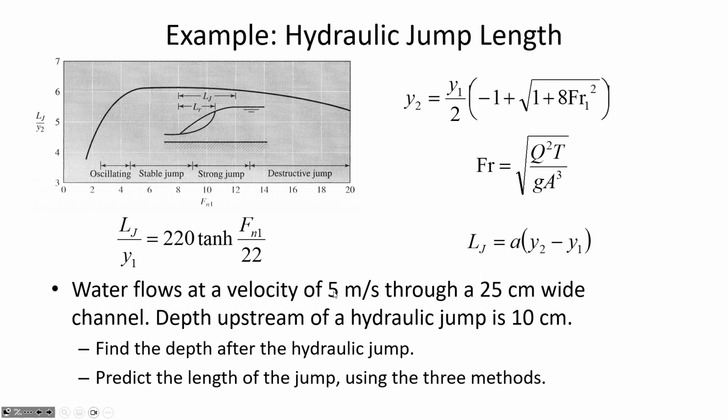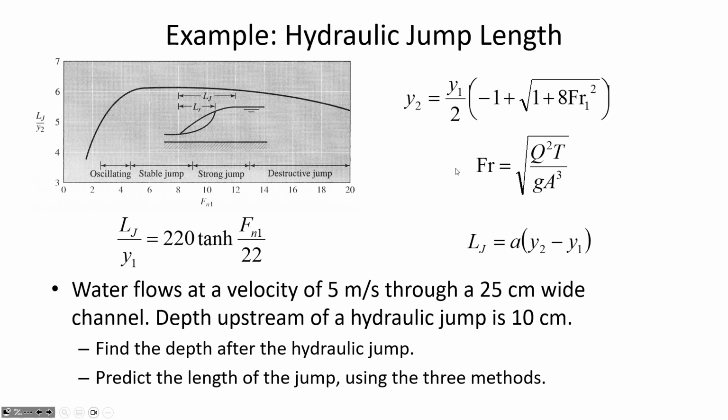Y1, the upstream depth, we're told, is 10 centimeters, so 0.10 meters. We'd like to know the downstream depth in this case, and after we know the downstream depth and the other things like the Froude number, then we're going to calculate the length of the jump. So the first part is to find the depth after the hydraulic jump, which is y2.